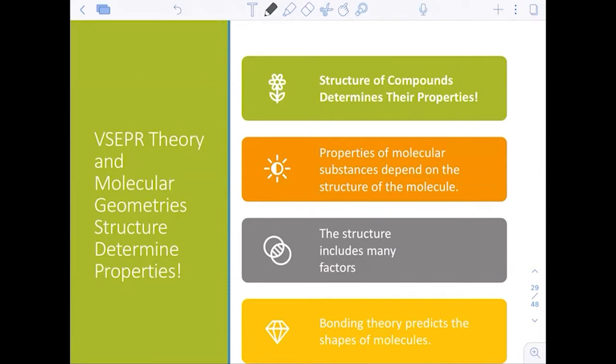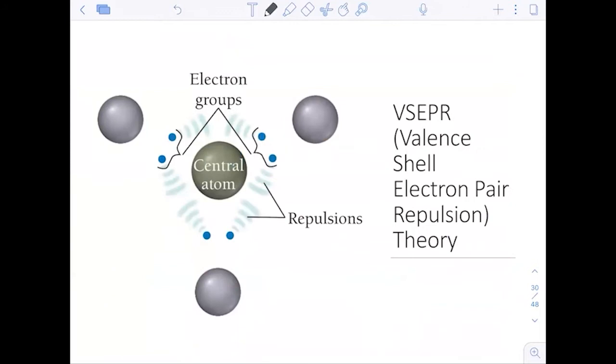It would be looking at the shape of the molecule. And that's what bonding theory predicts, the shapes of the molecules. Valence shell electron pair repulsion theory, VSEPR theory. It identifies that when we have a central atom and we have some bonding occurring, what we'll call electron groups, we need to give them as much space as possible.